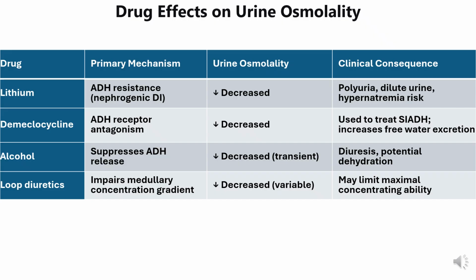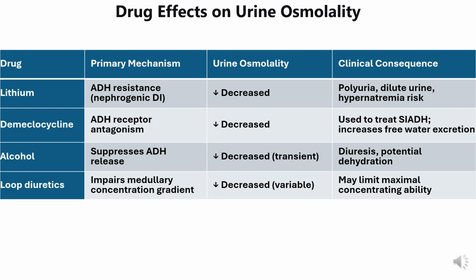Demeclocycline, a tetracycline antibiotic that directly antagonizes ADH at the collecting duct. It reduces the expression of aquaporin-2 channels, similar to lithium. Demeclocycline is sometimes used therapeutically to treat SIADH, syndrome of inappropriate antidiuretic hormone, because it induces a controlled nephrogenic diabetes insipidus, raising serum sodium by increasing free water excretion. Urine osmolality falls significantly with demeclocycline therapy.